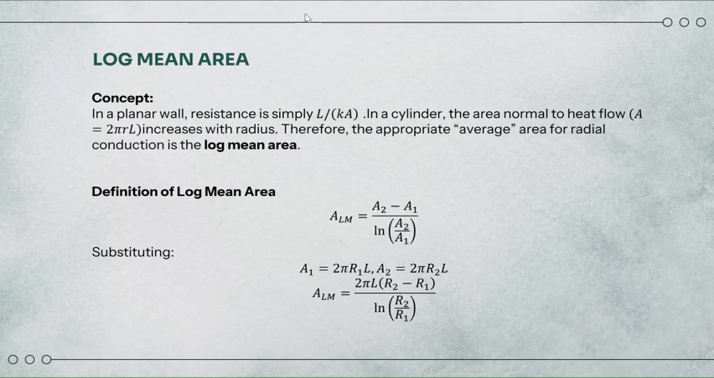Now, here comes an important concept, log mean area. In cylindrical systems, area is not constant, so we cannot directly use planar formulas. Instead, we define an equivalent average area called log mean area. It accounts for the exponential change in area with radius. Using this, we can write resistance in a form similar to planar conduction. So, log mean area bridges cylindrical and planar heat transfer. It can be defined as this: A_LM equal to (A2 minus A1) divided by ln(A2/A1).